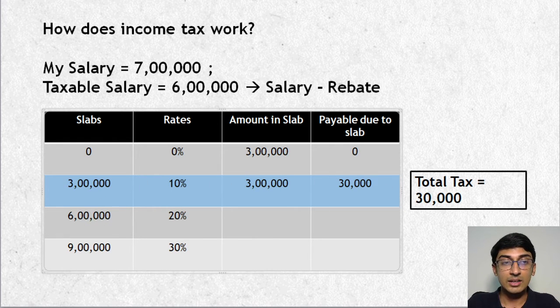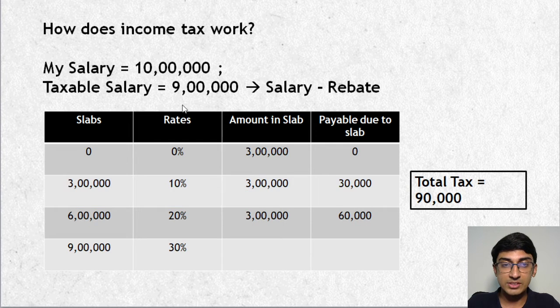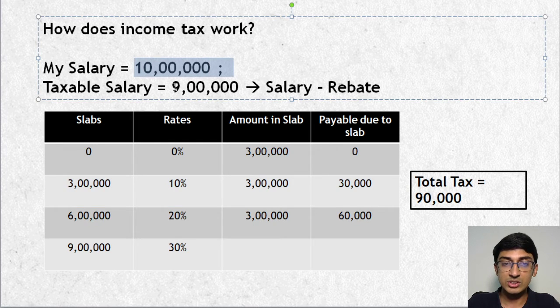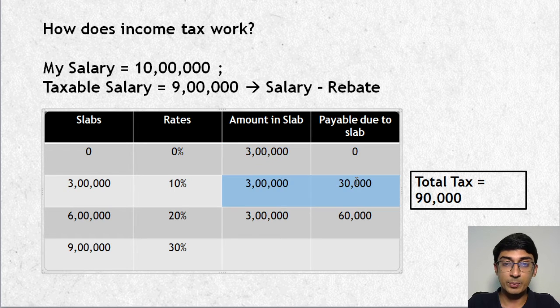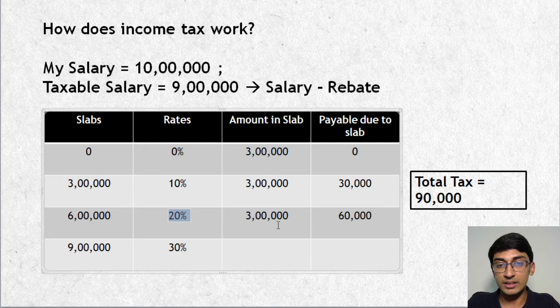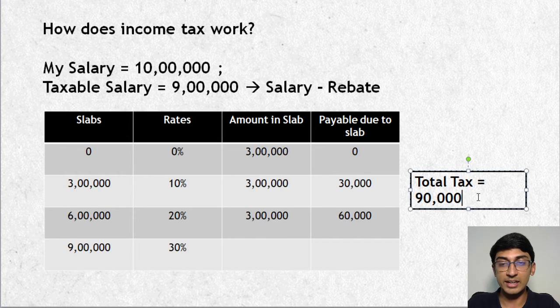The moment I have a salary higher than 7 lakhs, what happens is, let's say I take a 10 lakh salary, of which I have to actually pay tax only on the 9 lakhs because of the rebate, okay? Which means that for the first 3 lakhs, I have to pay 0. For the next 3 lakhs, I have to pay 30,000 rupees tax. For the next 3 lakhs, between 6 lakh and 9 lakhs, I am supposed to pay 20% on that 3 lakh rupees, which is 60,000. So on top of this, I got 60,000 rupees as tax, which makes the total tax 90,000, right?